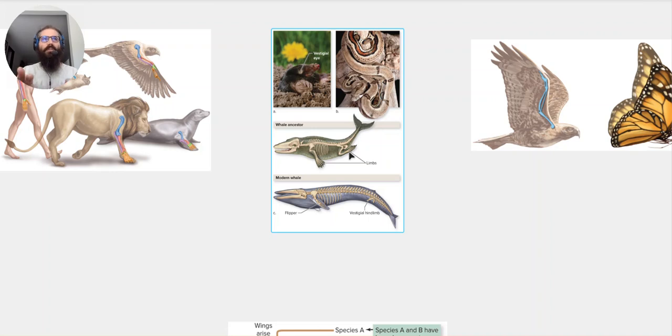The moles are blind. They don't have an eye. It's a vestigial eye. Any mole that's born with an eye is just not really adapted because they get into dirt. It doesn't really help them. So you expend resources on things that are not good for your survival and your reproduction.